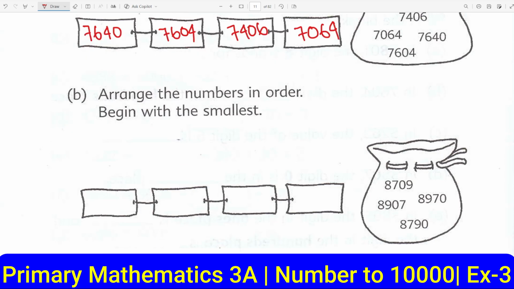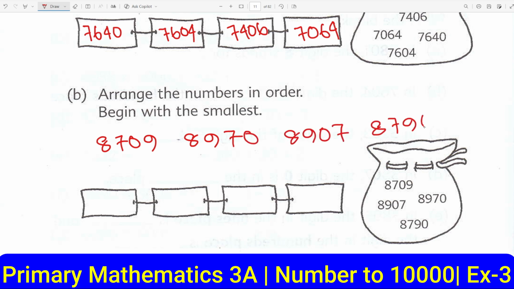Okay, now arrange the numbers in order, beginning with the smallest. So again we check this one. It's 8709, then 8970, then 8907, and finally here is 8790. The 8 in front is the same in all, no need to check. So we have to find the smallest one.